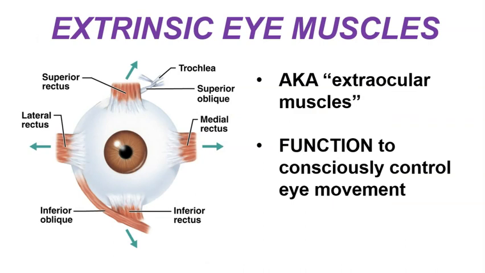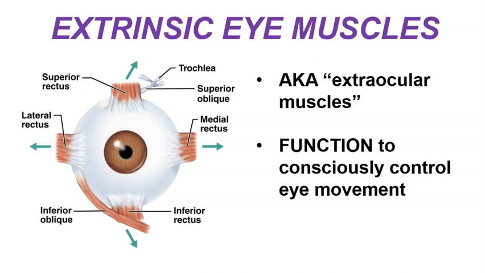So now that we've examined the structures that are surrounding the eyes within the eyelids or within nearby structures to the eyes, we can examine the skeletal muscles that anchor directly to the surface of the eyeball. There are 6 skeletal muscles that attach to the external surface of the eye. These are collectively referred to as the extrinsic eye muscles or the extraocular muscles. They function to control conscious eye movement. That is, these are skeletal muscles, and so therefore they are consciously controlled, and they function to move the eyeball within the orbit or the eye socket.